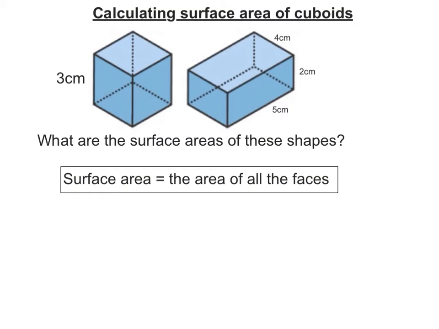Calculate the surface area of cuboids. So the first shape I've got here is a cube, so that means all of its faces are the same size. So let's first count how many faces I have on a cube.